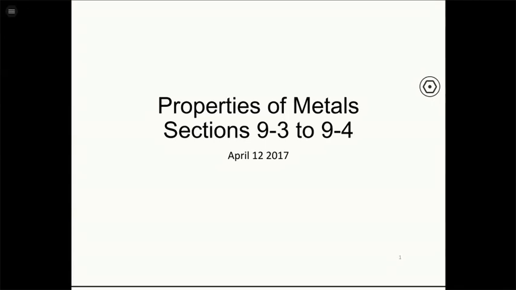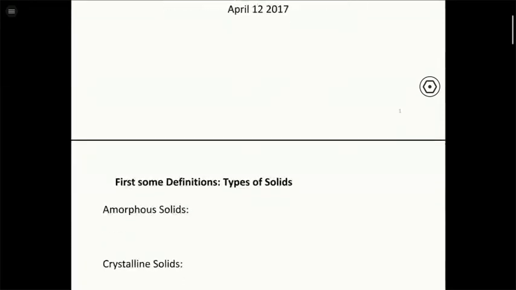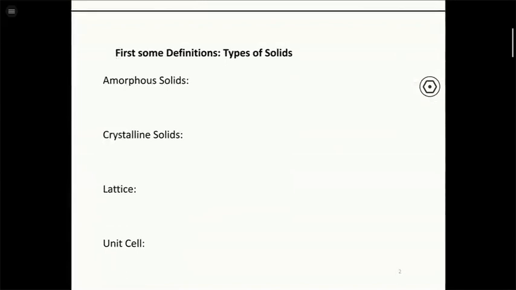So the first thing we need to do is define the types of solids that we have. We're going to talk about most of these in some detail. So let's get the definitions out of the way first. The first type of solid that we want to talk about is amorphous solids. This is one that we're going to deal with the least, because there's not a lot you can say about their structure because they don't really have a regular structure. So amorphous solids are solids that have no regular structure.